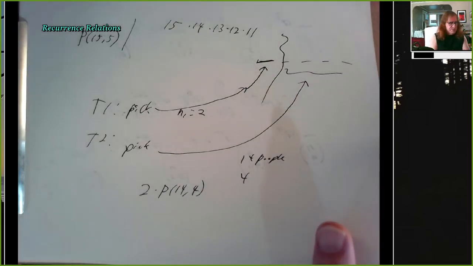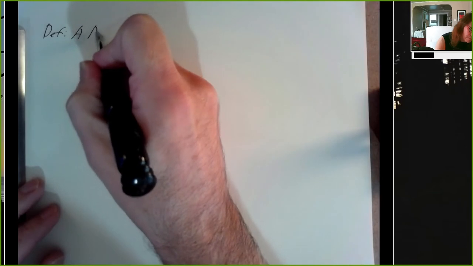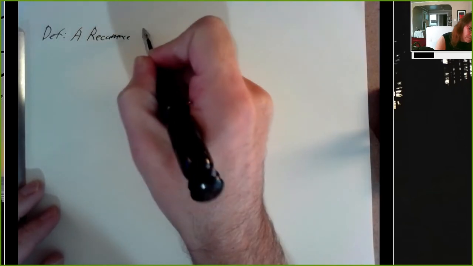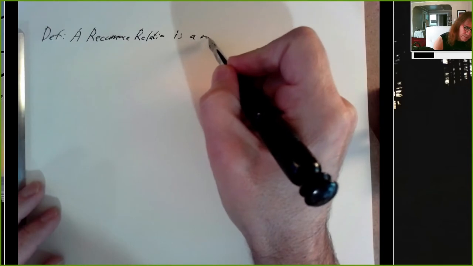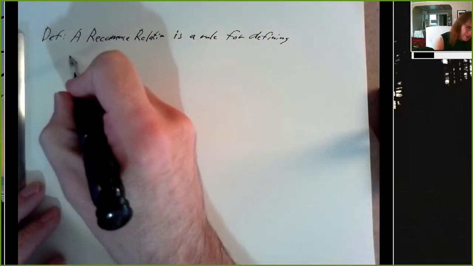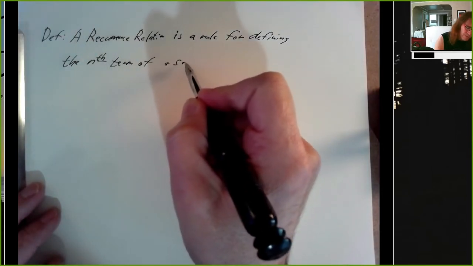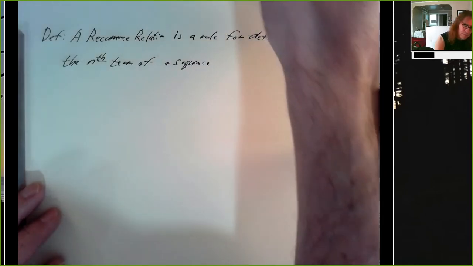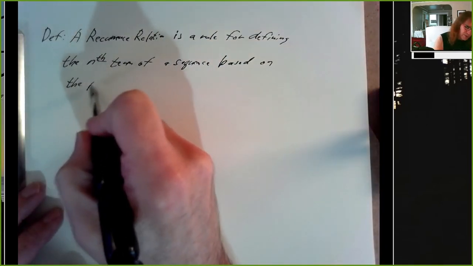All right. Well, let's talk about recurrence relations. So what is a recurrence relation? Let me give you a definition. A recurrence relation is a rule for defining the nth term of a sequence based on the prior terms.